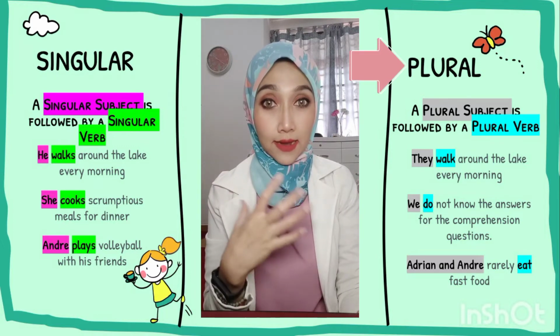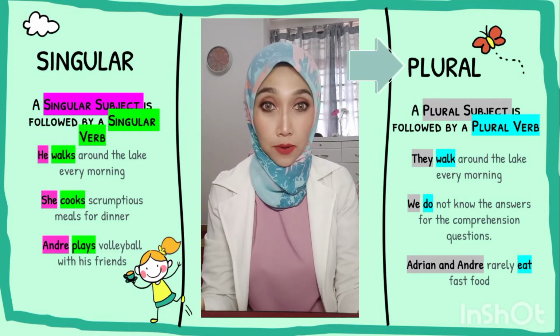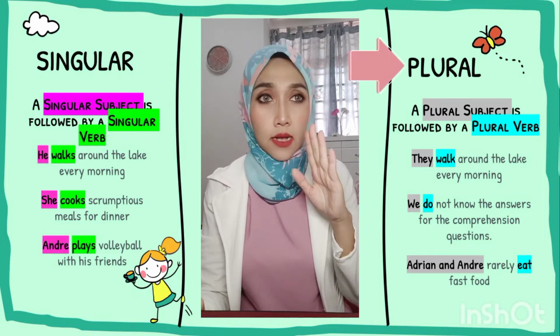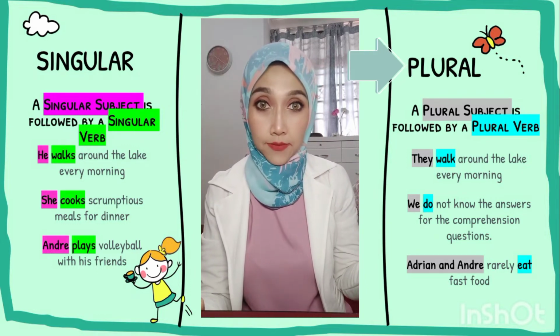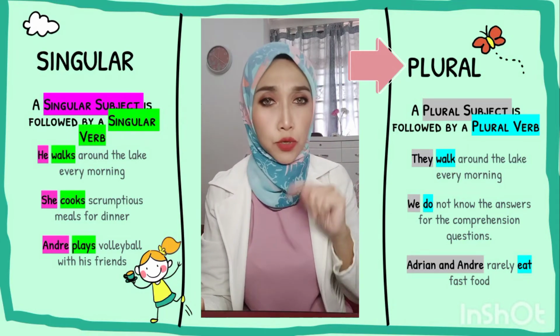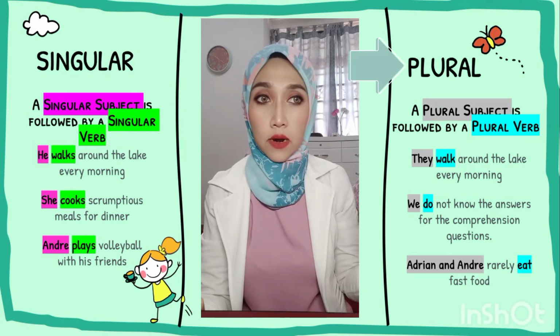Bermain tu ada S. Okay, so Andre plays volleyball with his friends. Easy to remember, right? Okay, now we move to plural. A plural subject is followed by a plural verb. Definitely. If you write a sentence with a plural subject, you should use plural verbs. How? Okay, the example: they walk around the lake every morning.